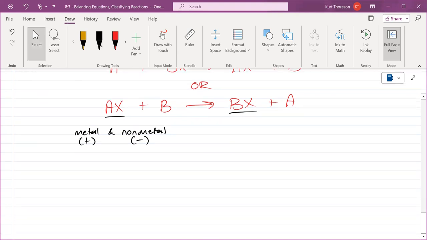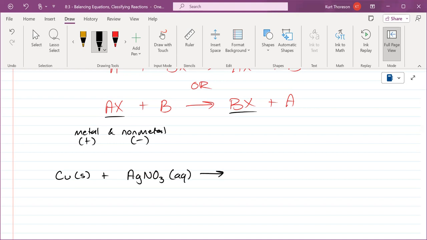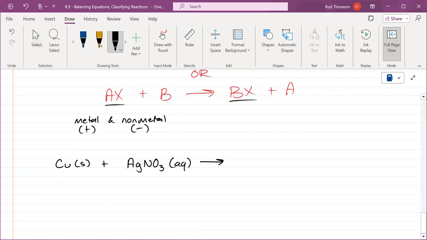So an example that I have is going to be solid copper reacts with aqueous silver nitrate. That means it's dissolved in water to form silver. Oops, excuse me. I didn't mean to say that part. I wanted to see if you guys can do this on your own. So this is A, this is B, this is X. A is all by itself. B is with X, okay?